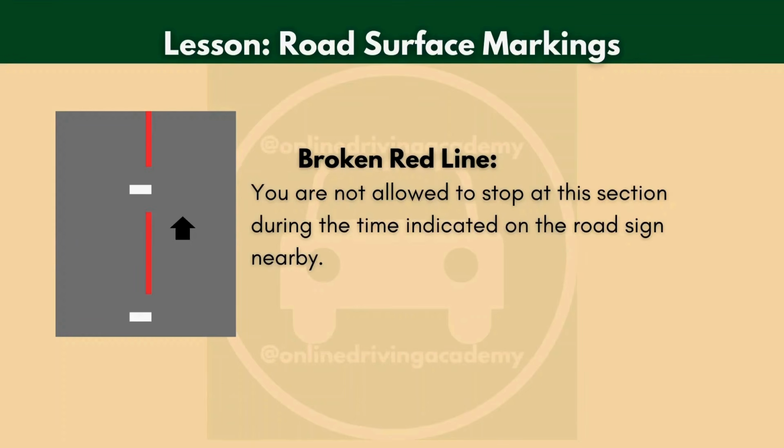Now we are talking about a broken red line. So you are not allowed to stop at this section during the time indicated on the road sign nearby. Now there will be a road sign there and it will give you a specific time of the day. And if it is during the time of day that you arrive here at this broken red line, you are not allowed to stop there, right? So always be on the lookout for this road sign when you see a broken red line.